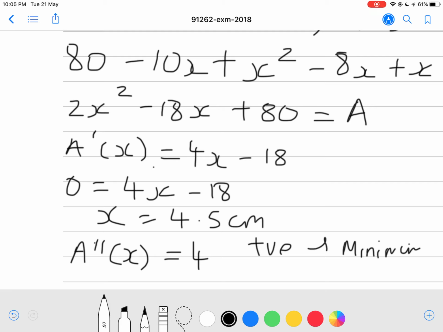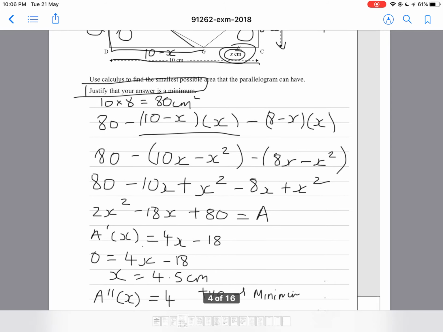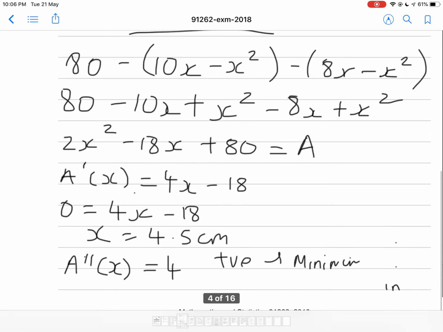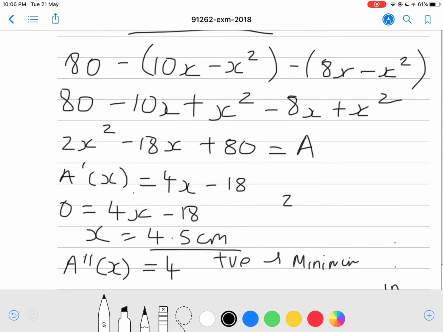And yeah, that's basically it. Does it say find? Oh, okay, we still need to find the smallest possible area the parallelogram can have. That's really easy. That's just substituting 4.5 into the equation. So we say 4.5 squared minus 18 times 4.5 plus 80, and that should give you the answer as 39.5 centimeters squared. That should be your final answer right here.